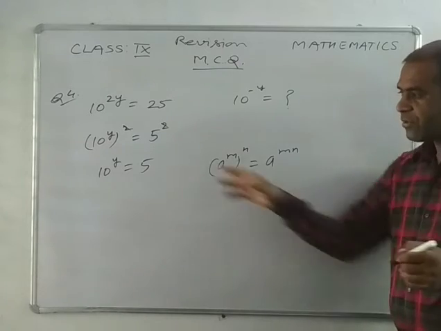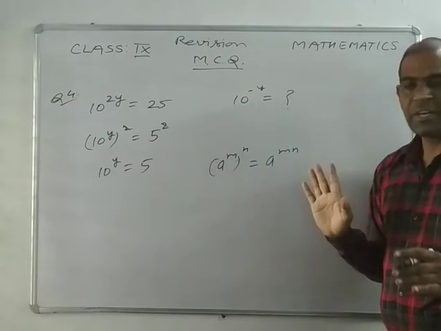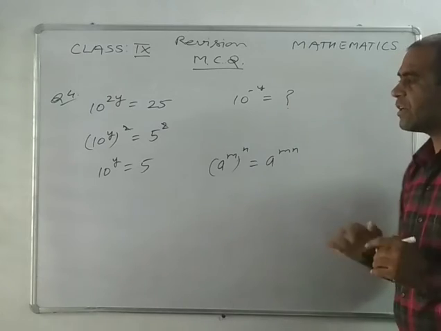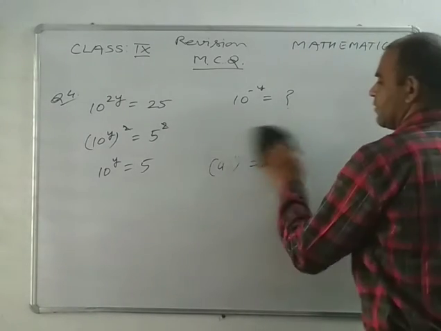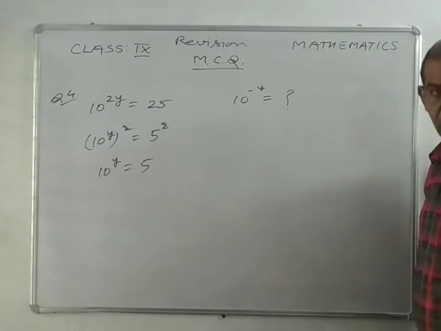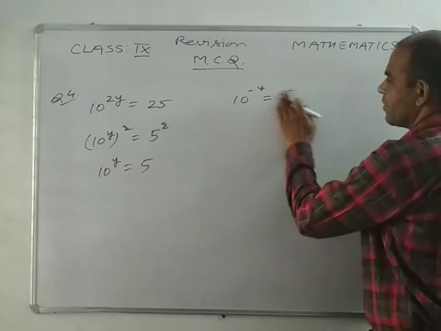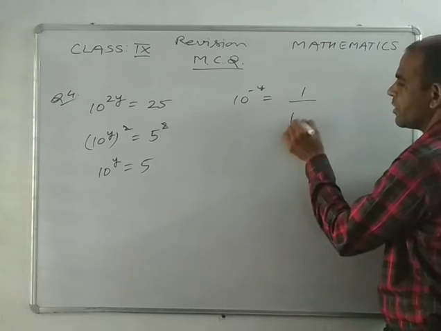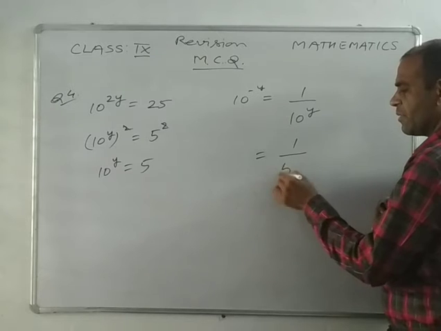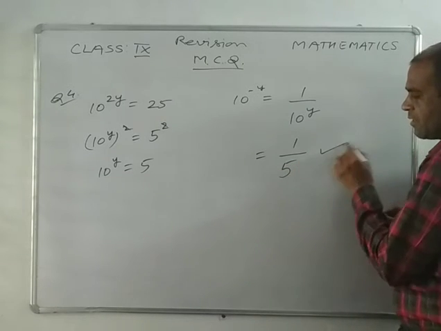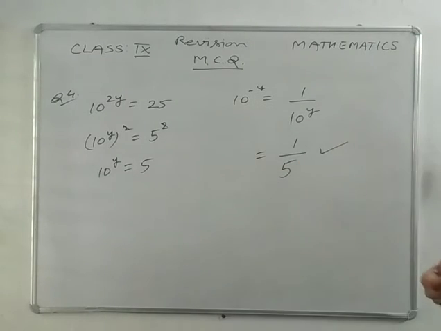Again put the value of 10 to the power y. हमें y की वैल्यू नहीं निकालना है, सीधे 10 to the power y की वैल्यू पुट करो. Here we should determine the value of 10 to the power minus y. So 10 to the power minus y is 1 upon 10 to the power y, and 10 to the power y is 5. So our final answer is 1 by 5.